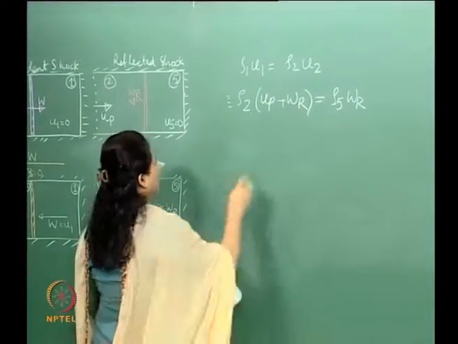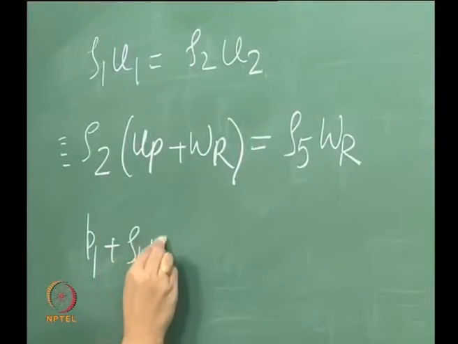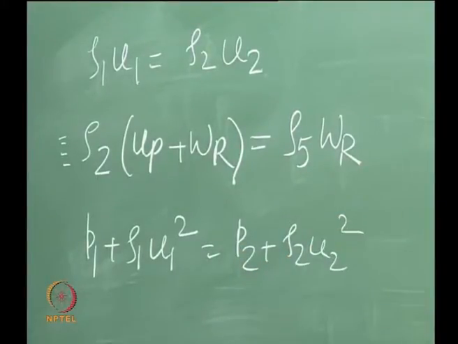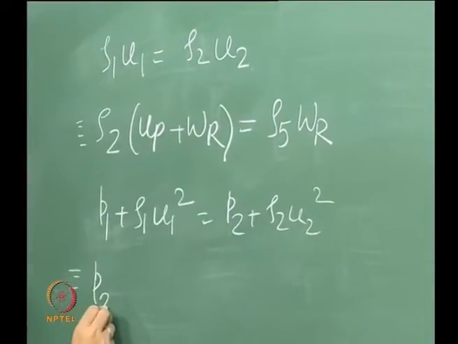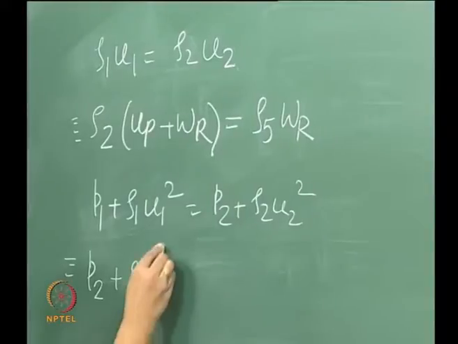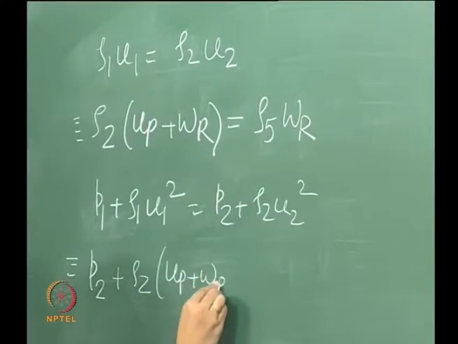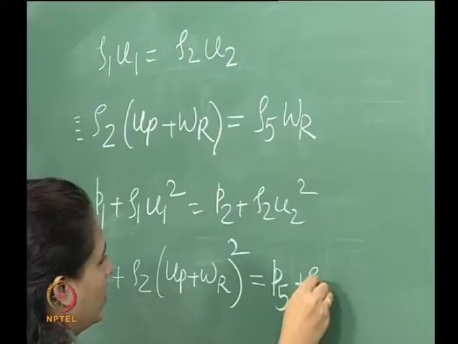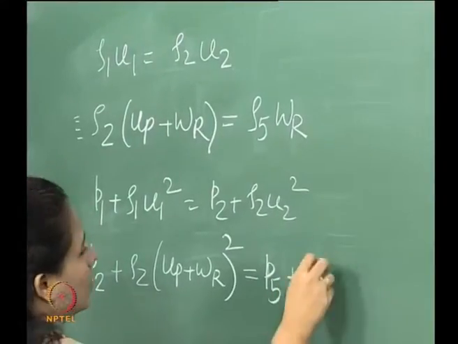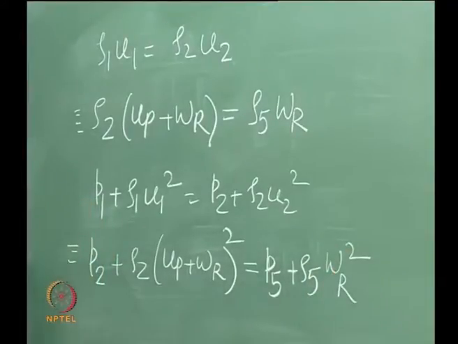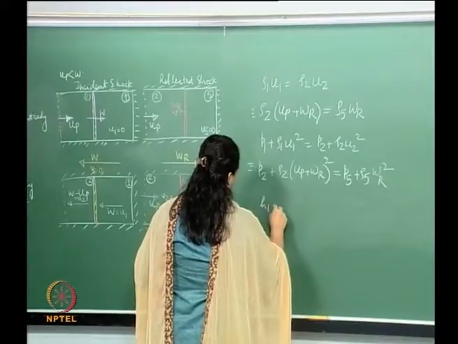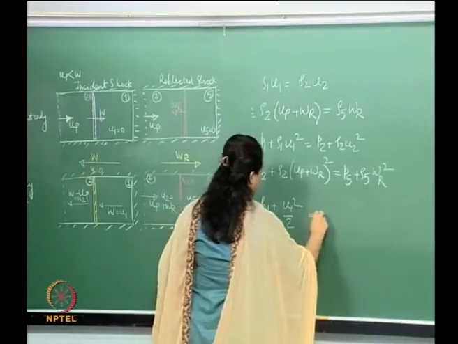So then we have the momentum conservation. So similarly, this then becomes P2, okay, and that is equal to P5. Okay, so this is the momentum conservation, and finally we have the energy equation.